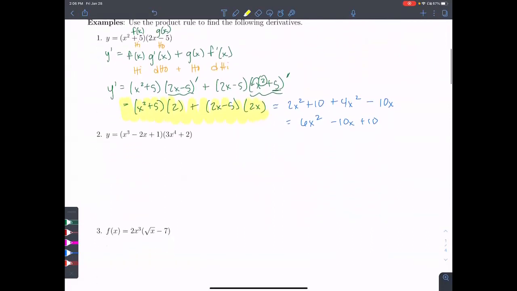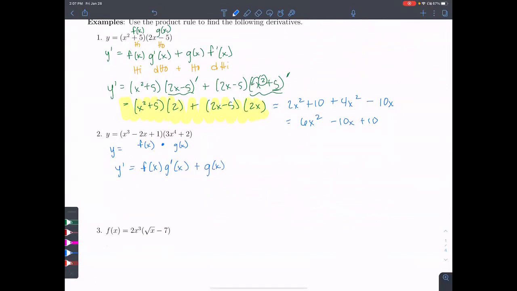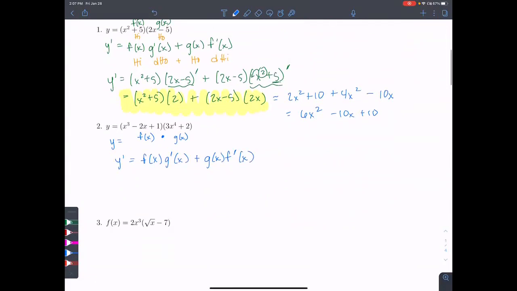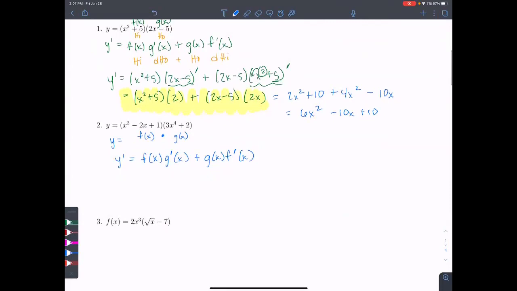So let's try a couple more. We have here, this is f of x and g of x again. F times g here. This is y. So y prime would be first times the derivative of the second plus the second times the derivative of the first, or f g prime plus g f prime.